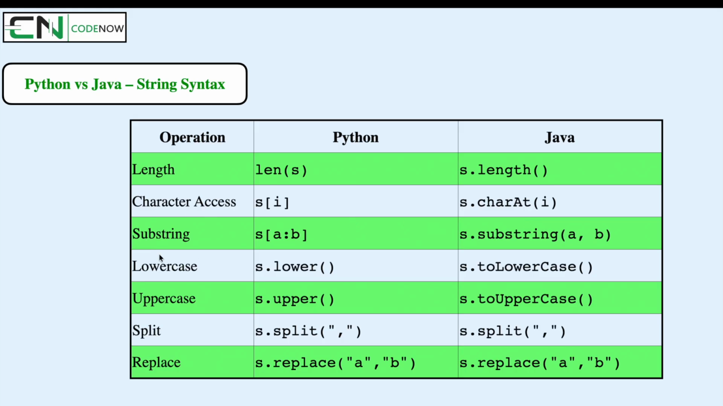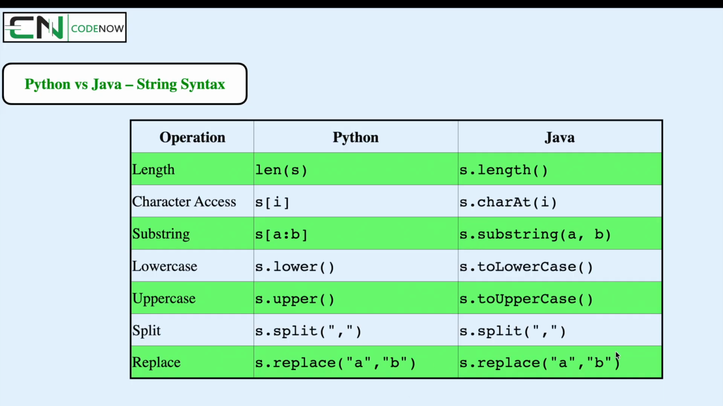Substring is written something like s of a colon b. In Java it is written as s dot substring of a comma b. Lowercase is written as s dot lower, whereas in Java we use toLowerCase. Uppercase is written as s dot upper. In Java it is written toUpperCase. Split is written s dot split. In Java also it is written s dot split. Replace function is also the same in both.